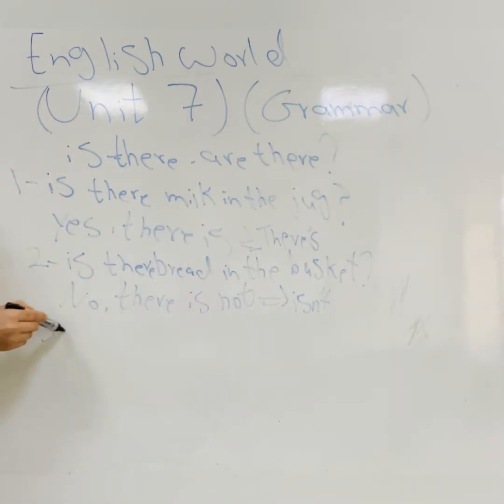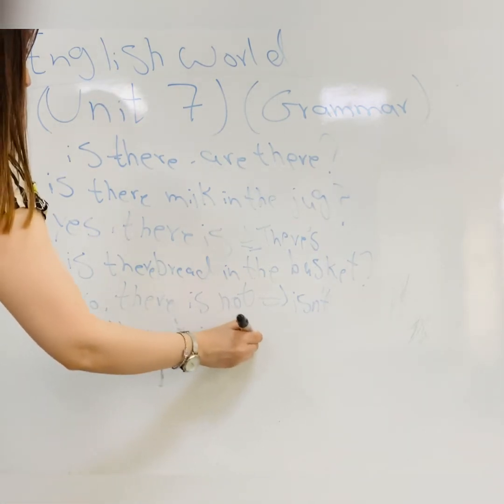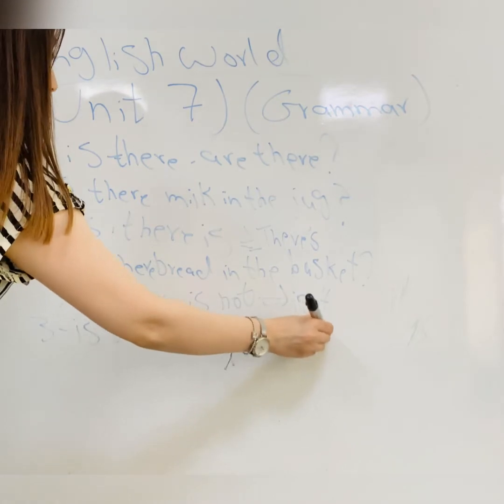Number 3, we have a picture of a cup, and under the picture is written the word juice. So it means we have to ask if there is juice in the cup. Because it's only one cup, we say, is there juice in the cup? Is there juice in the cup?